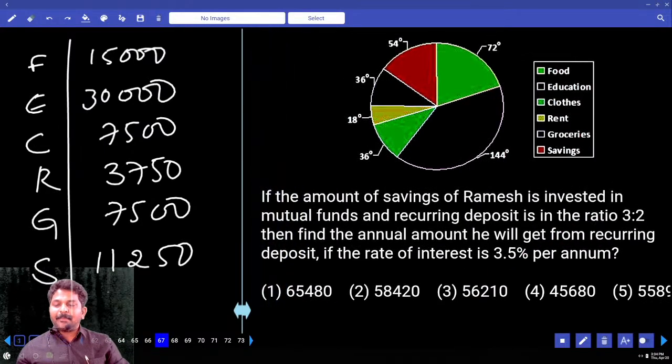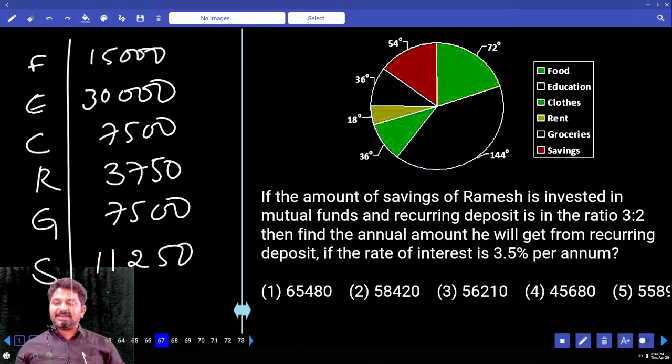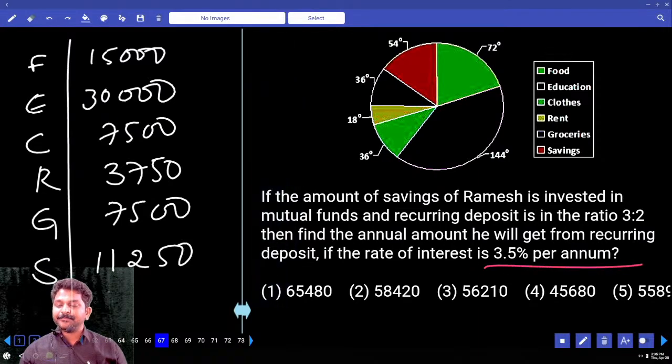The amount of savings of Ramesh is invested in mutual funds and recurring deposit in the ratio 3:2. Then find the annual amount he will get from recurring deposit. The rate of interest is 3.5% per annum.